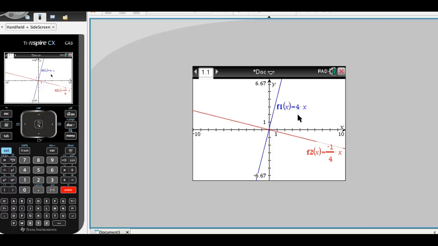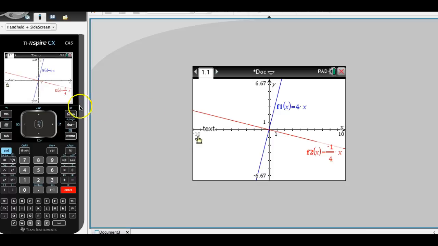And your other gradient, so the gradient of the red line, is the negative reciprocal. So what it means by reciprocal is we just flip it. Okay, so this is basically 4 on 1. The reciprocal becomes 1 on 4. And we just change the sign. So if one's positive, the other one has to be negative.